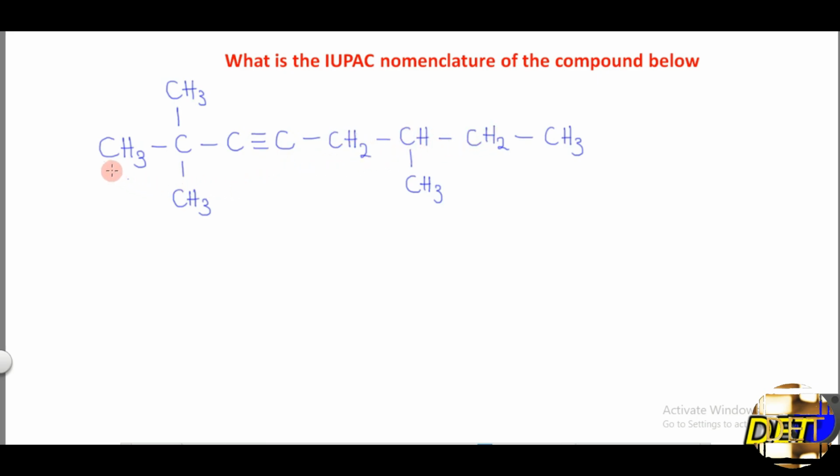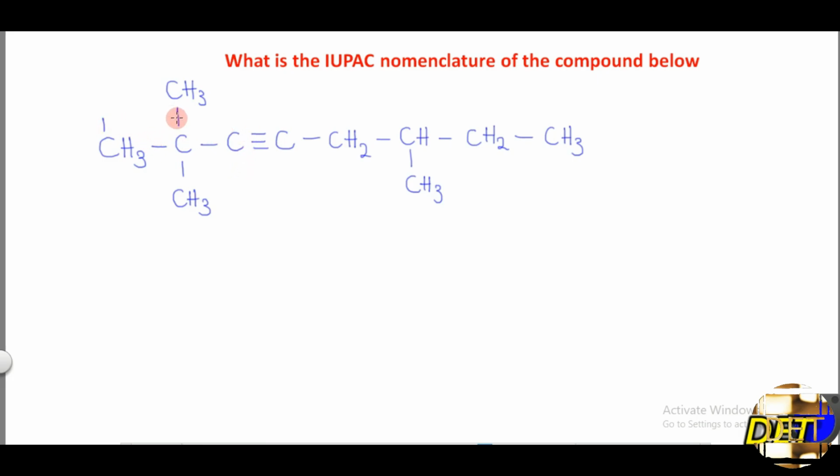Then the next thing is to number the carbon atoms in the longest continuous carbon chain, starting from the side nearest to the functional group. The functional groups in this compound are the single bonds and the triple bond. So the one that is given more priority is what? The triple bond. So we'll start numbering from the side closest to the triple bond. If we start numbering from this side, it will be wrong. But if we start numbering from this side, it will be right, because this is the side that is closest to the functional group. So I'll start numbering from here.